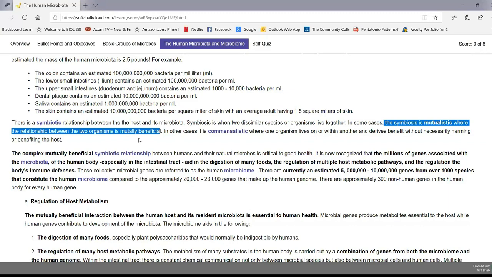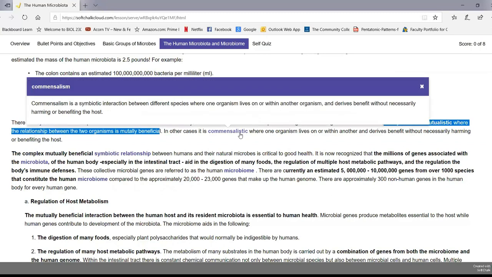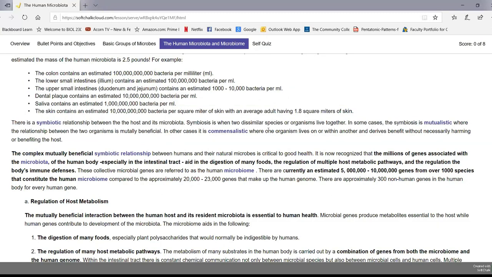Now, in other cases, that symbiosis is commensalism or commensalistic. And that's where one organism lives on or within another and derives benefit, but it doesn't necessarily harm nor benefit the host. So a lot of the bacteria living in our body are mutualistic, where both the body and the bacterium are mutually benefiting one another. But there's a lot of other microbiota that are commensalistic, where the microorganisms are benefiting, but they're not harming nor are they benefiting the host. But we now know that this complex mutually beneficial symbiotic relationship between humans and our natural microbes is critical to our good health.